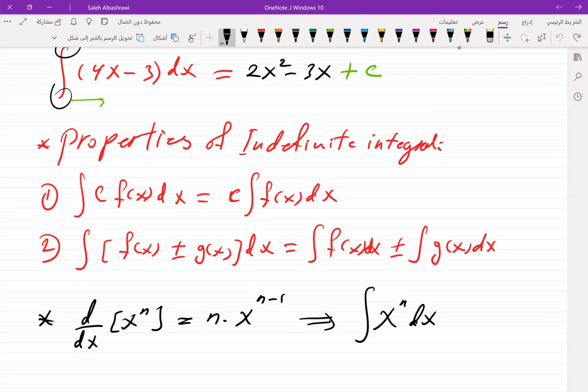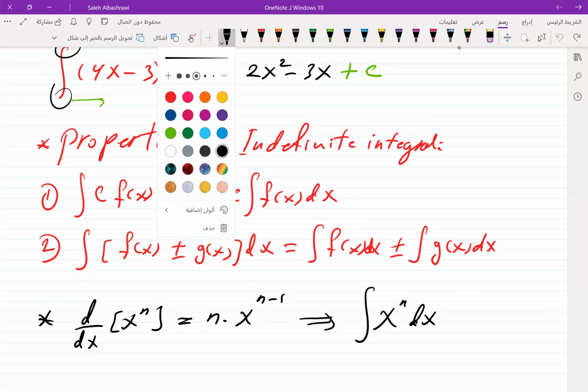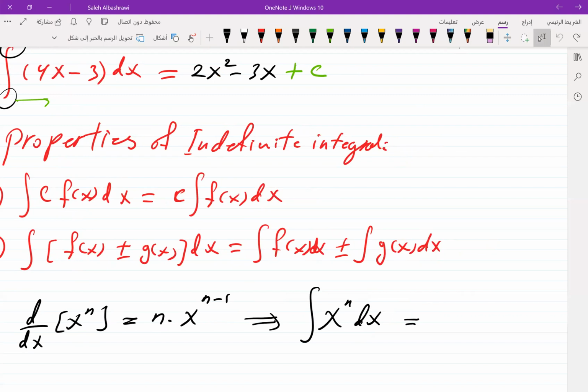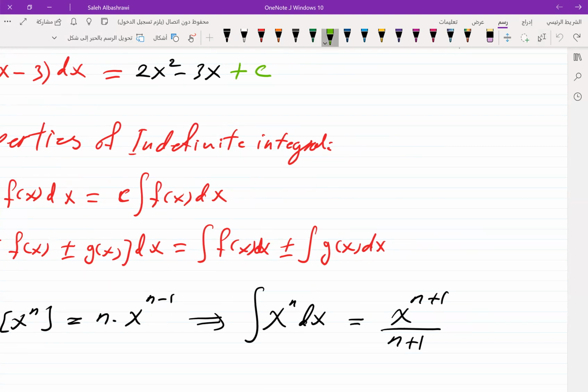So to find the integration for x to power n, since for the derivative we deduct, for the integration we add. It is x to power n plus 1. It is the reverse of the derivative. For the derivative, we take n minus 1. For the integration, we add 1. And also, for the derivative, we multiplied by the power. For the integration, we divide. It is n plus 1. X to power n plus 1 divided by n plus 1. And since this is indefinite, we add c.